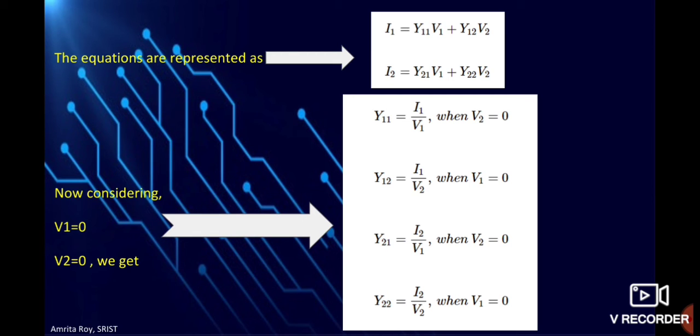So we will get Y11 equals I1 divided by V1. Now if we substitute V1 equals 0 in the first equation, we will get Y12 equals I1 divided by V2. Now if we substitute V2 equals 0 in the second equation, we will get Y21 equals I2 divided by V1. And if we substitute V1 equals 0 in the second equation, we will get Y22 equals I2 divided by V2.